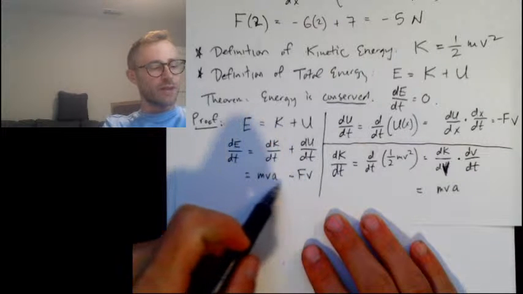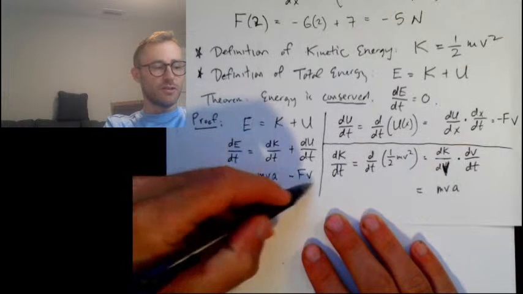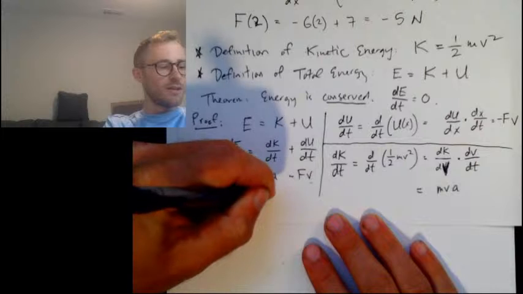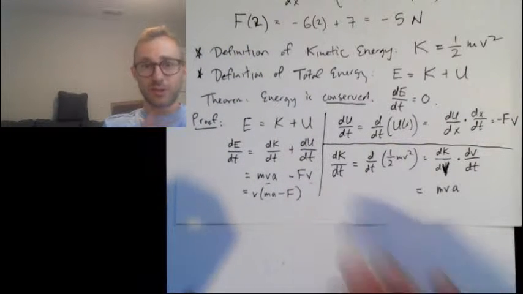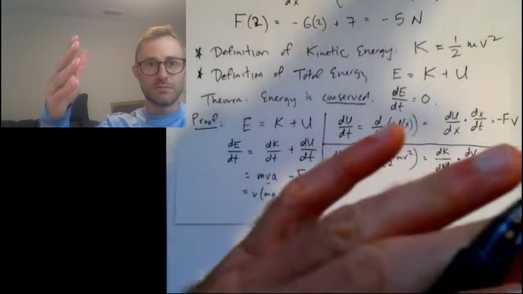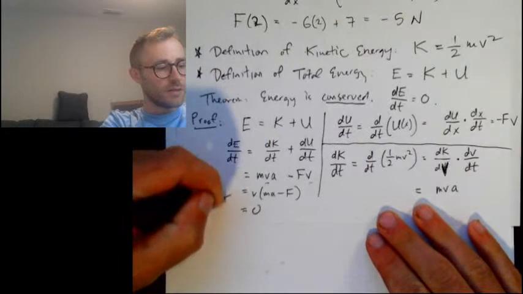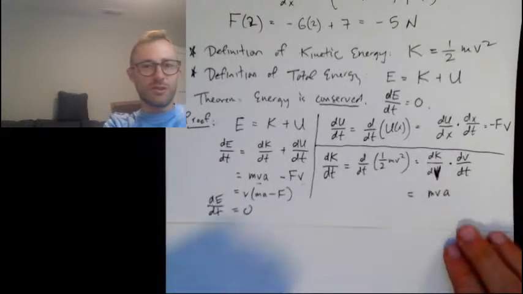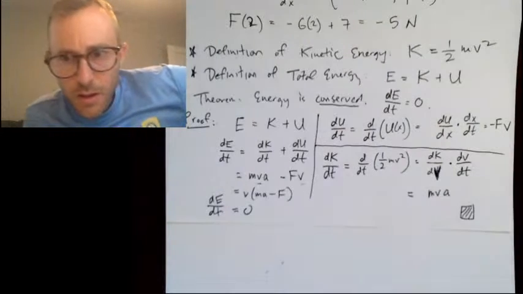Now let's go ahead and factor out velocity, because velocity is here and it's here. It's in both terms. So factoring out the velocity, I get ma minus F. But ma minus F is 0 according to Newton's second law. F equals ma. So ma minus F is 0. So we just get 0. The derivative of the energy with respect to time is 0. So energy is conserved. QED. Proof is done.